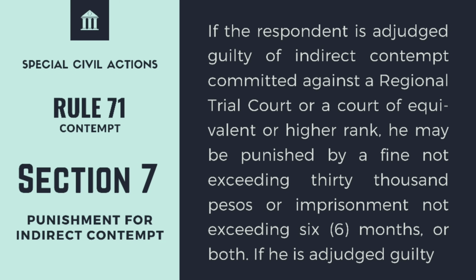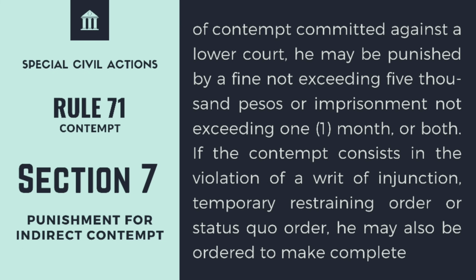Section 7. Punishment for indirect contempt. If the respondent is adjudged guilty of indirect contempt, committed against a regional trial court, or a court of equivalent or higher rank, he may be punished by a fine not exceeding 30,000 pesos, or imprisonment not exceeding 6 months, or both. If he is adjudged guilty of contempt committed against a lower court, he may be punished by a fine not exceeding 5,000 pesos, or imprisonment not exceeding 1 month, or both.